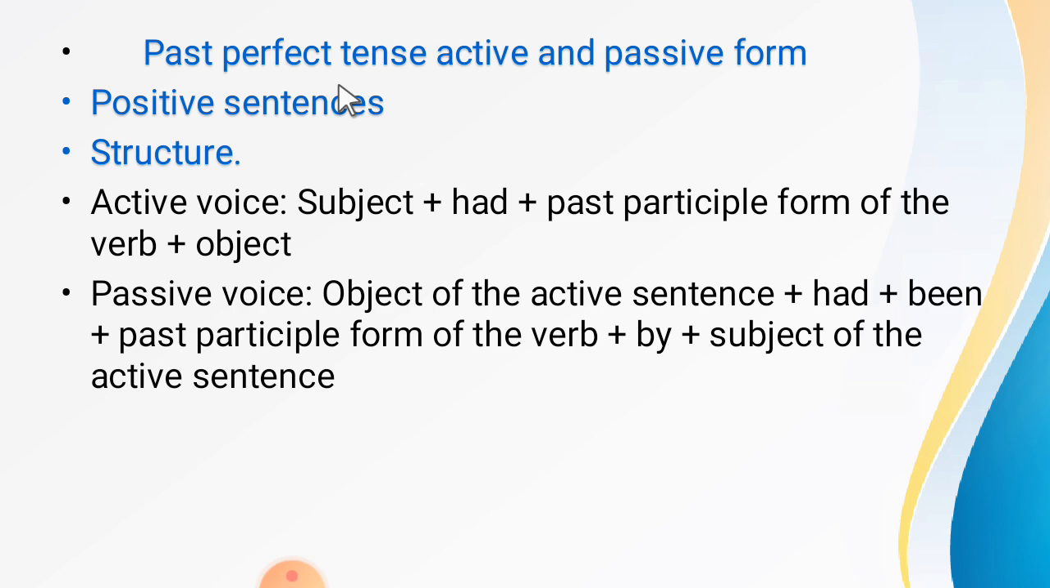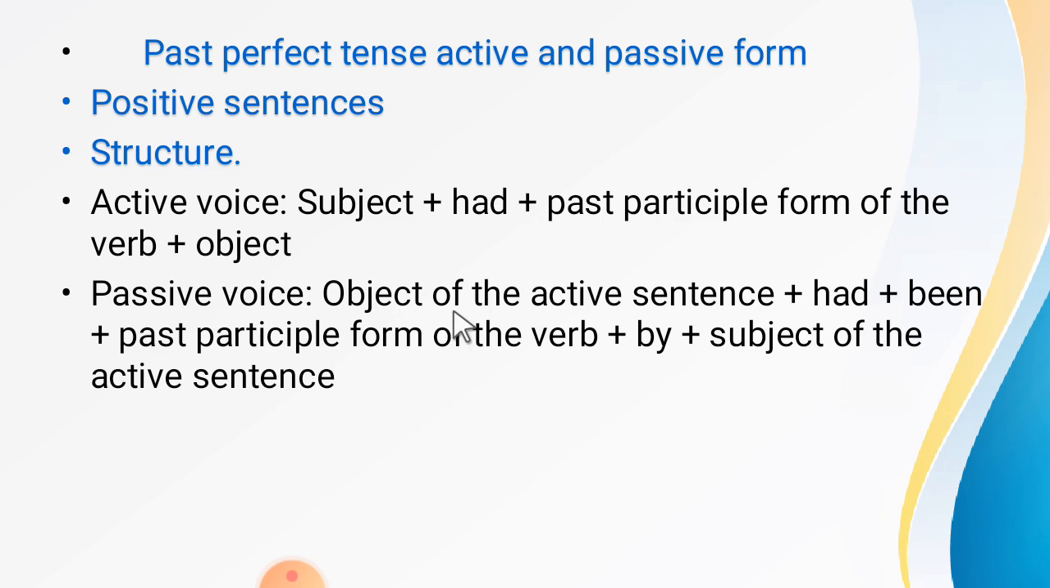First of all, we have positive sentences. How do we change positive sentences of active voice into passive voice? The structure of positive sentences of active and passive form is: first we have the subject, then we have had, which is the helping verb. In past perfect tense, we use only had as a helping verb, and the past participle form of the verb, the third form, plus the object.